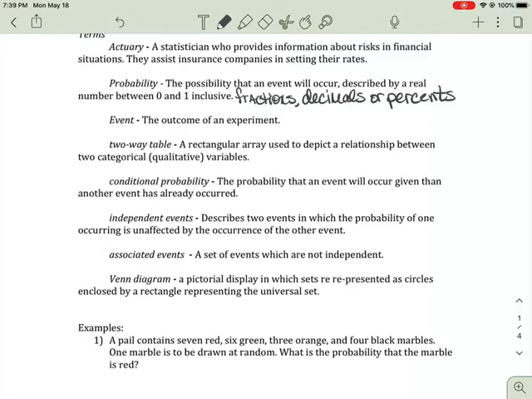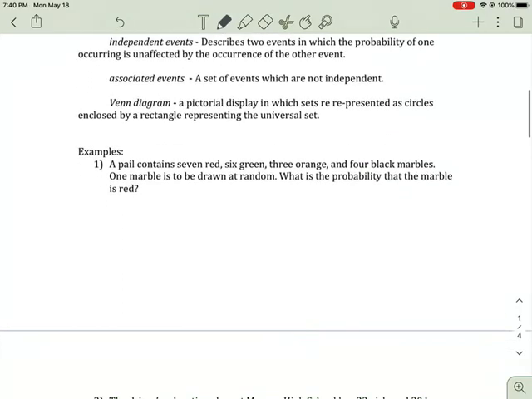An event diagram is basically a picture display that represents universal sets and events like intersecting events, things along that line. So there's a rectangle and there's some intersecting circles. And we're going to look at those a little bit more closely. All right, so let's take a look at some probability problems involving cars and stuff. So we're going to do a simple one first and work our way up to things that are a little tougher. So we have a pail that contains 7 red, 6 green, 3 orange, and 4 black marbles.